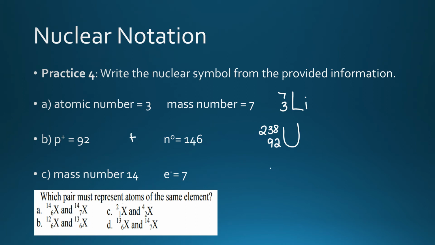So mass number is given to me, so I can substitute that in. If I have 7 electrons, we have 7 protons. Using my periodic table, the element assigned atomic number 7 is nitrogen, which is N.